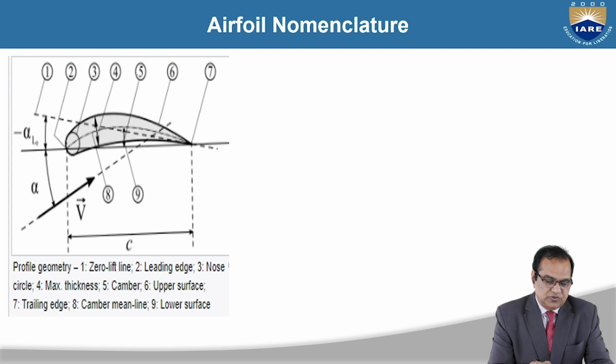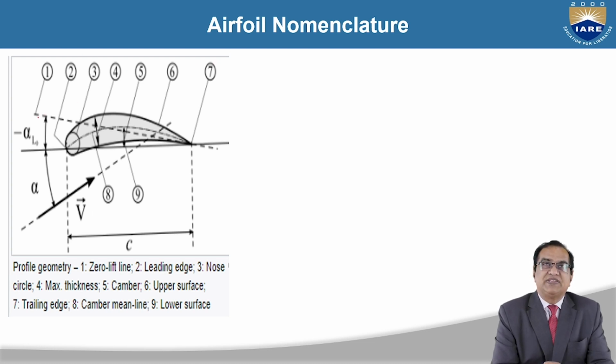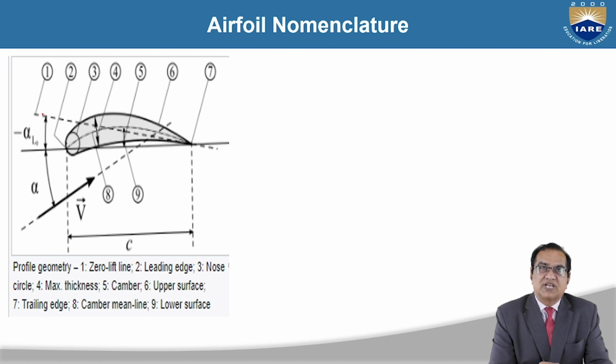We have 1, 2, 3, 4, 5. So this one is the zero lift line. This is the dotted line. Then 2 is the leading edge. This is the leading edge of this airfoil. 3 is the nose. This circle is a nose. It is called the nose circle.